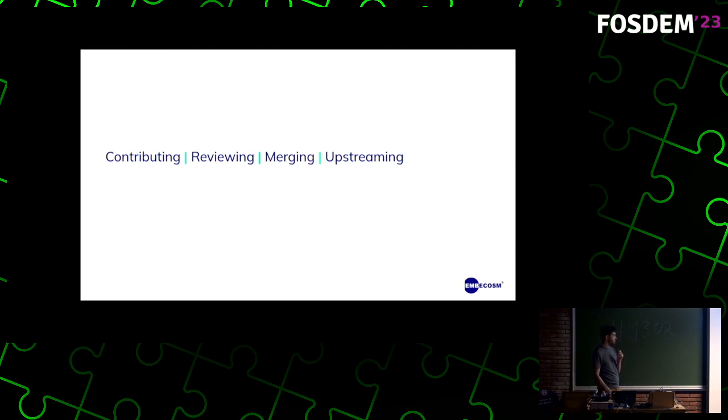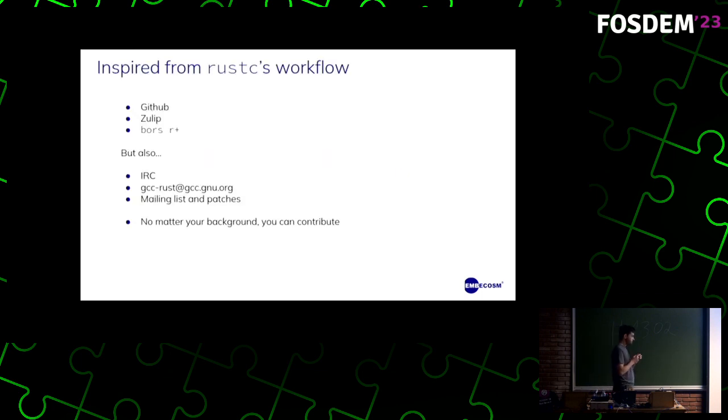As I said, I'm going to talk a little bit about contributing, reviewing, and so on, our workflow, basically. The workflow for GCCRS is inspired by Rust's workflow. All of our development happens on GitHub. Our communication and messaging happens on Zulip, and we use the Bors bot to merge our PRs. But at the same time, because we're a GCC project, we have an IRC channel, we have a mailing list, and we accept patches sent on the mailing list, and so on.